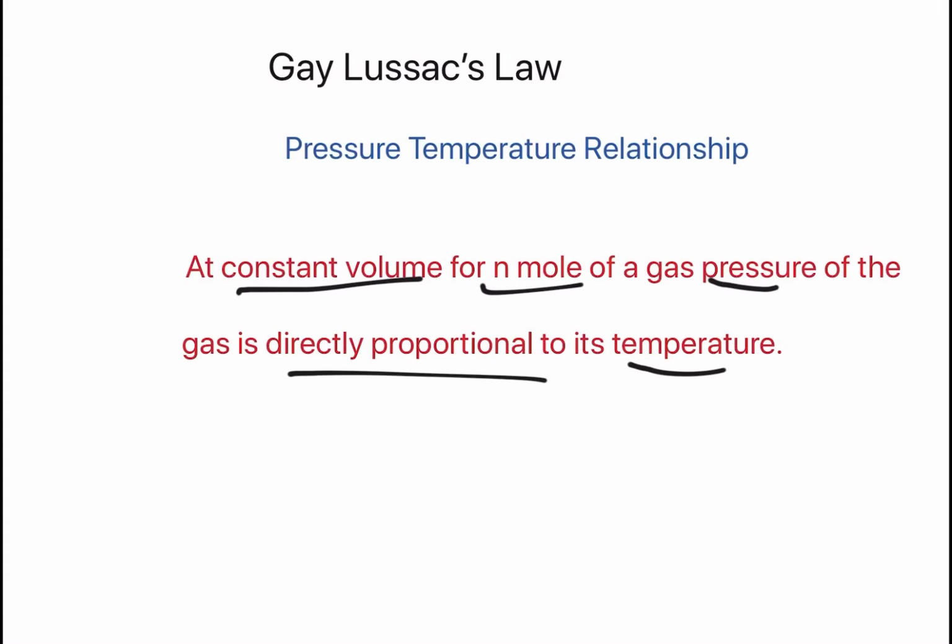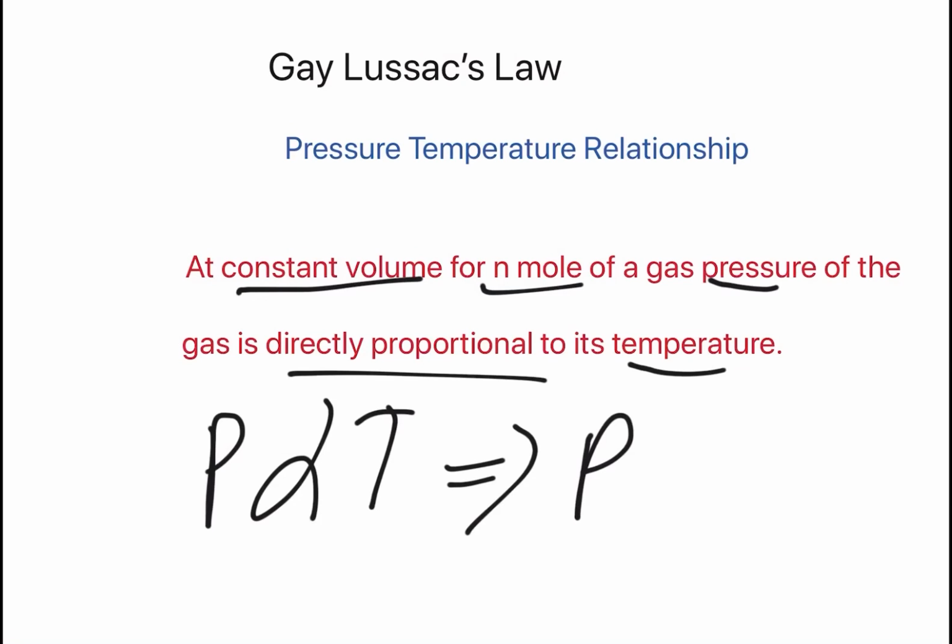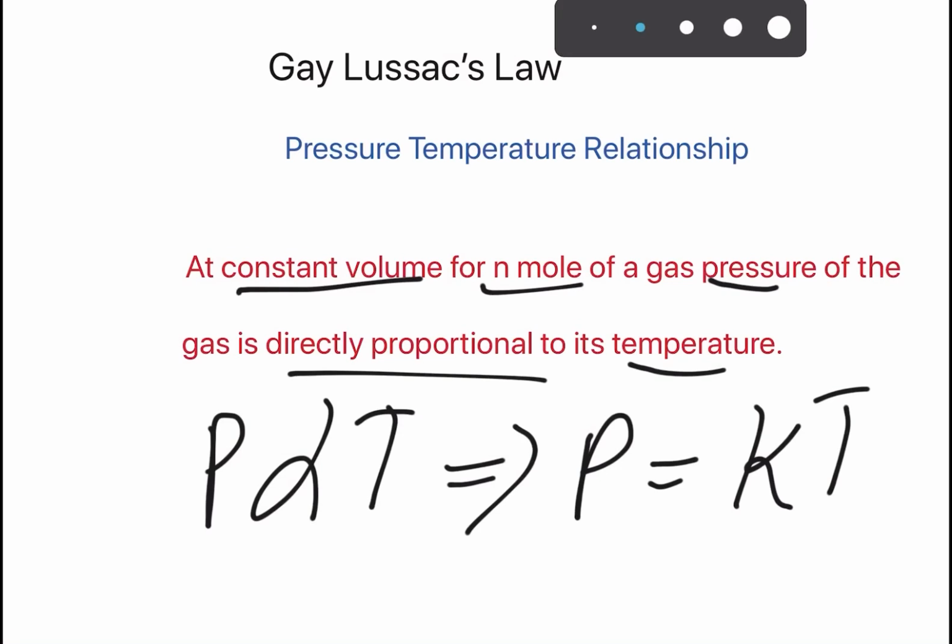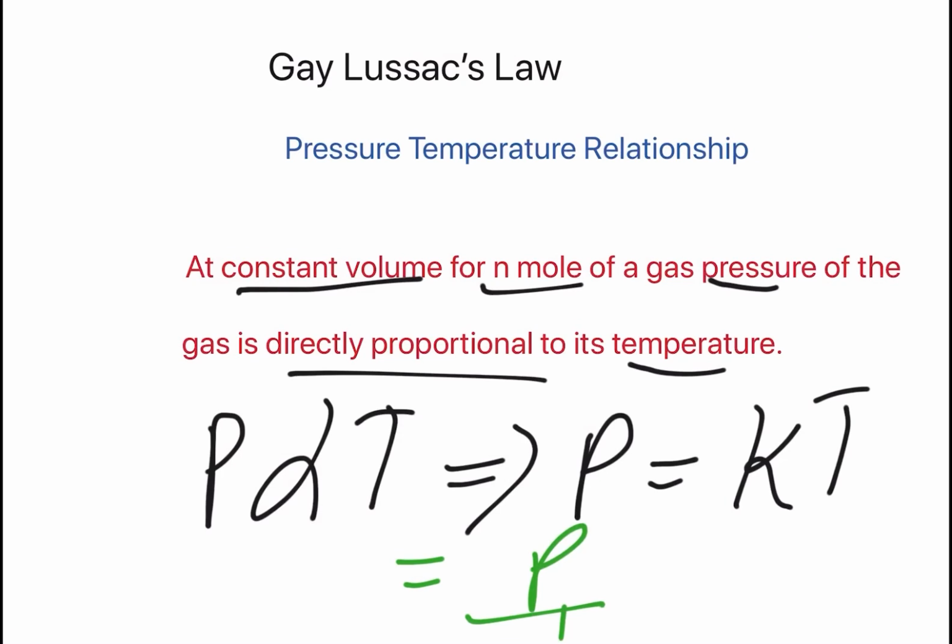So the mathematical relationship is that the pressure of a gas is directly proportional to the temperature of the gas, at constant volume and n moles. That means pressure is equal to a constant times temperature. To remove the proportionality, I have to give a constant, which further means that pressure upon temperature, P/T, is equal to a constant for a gas always.